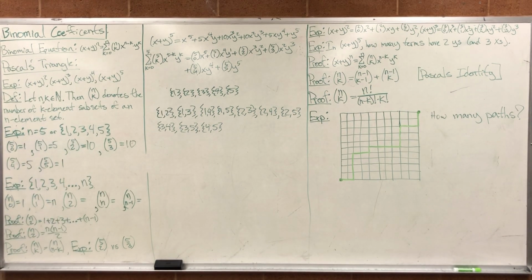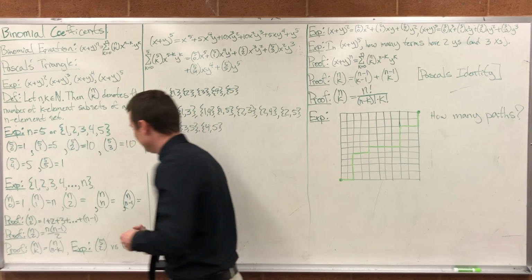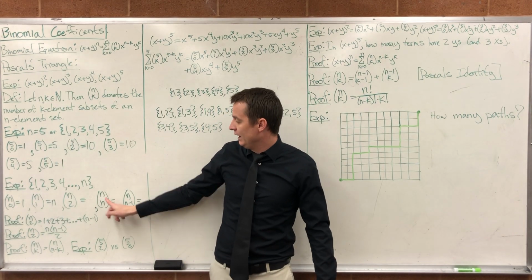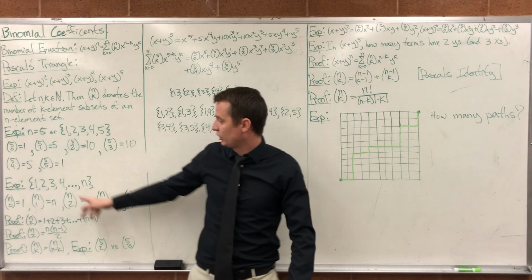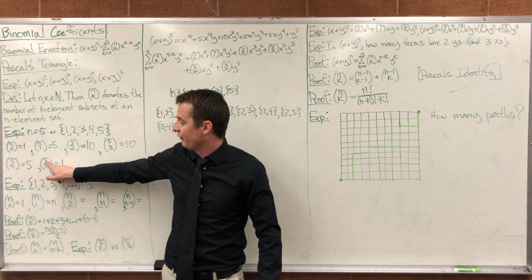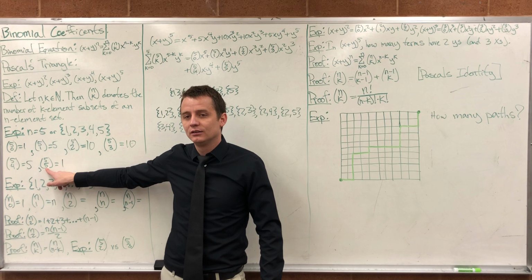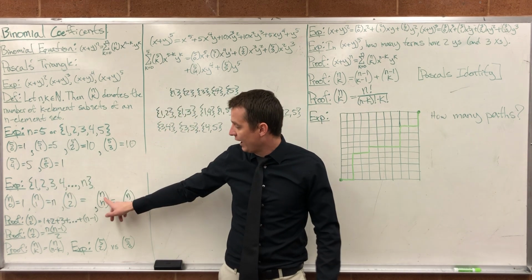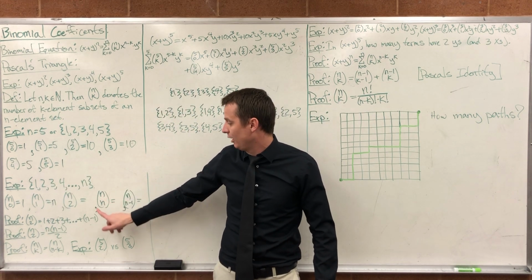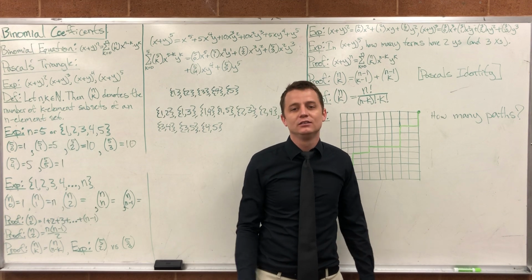Before we come to n choose 2, forget about that one for a second. Now let's think about n choose n. So come back up to a concrete example. If I have a set containing 5 elements, how many 5-element subsets can I create from that set? 1. If I have an n-element set, how many n-element subsets can I create? Just 1.